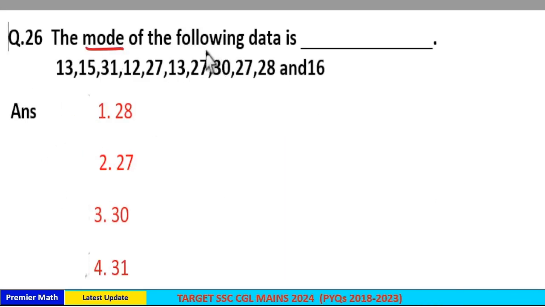The mode of the following data is. Here to find the mode, take the most repeated number.